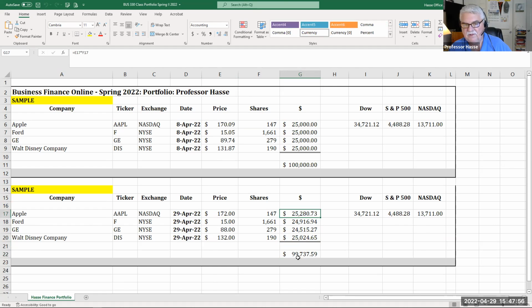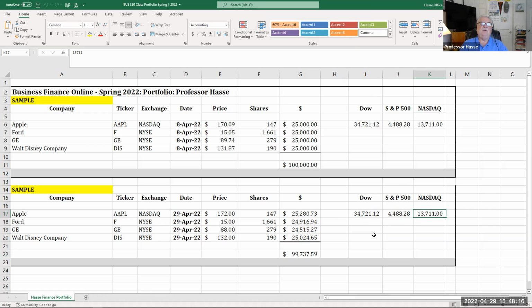What is your current value of your portfolio now? And then list the Dow, the S&P 500, and the NASDAQ close today, Friday, April 29th, so we can compare how we started out. And we'll do some discussion about this in the coming week in our course.